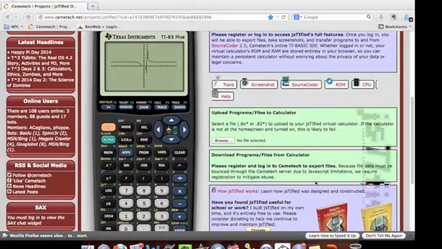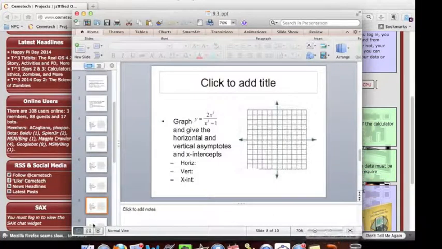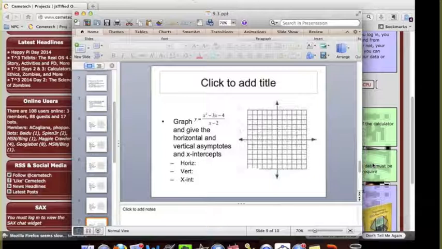One more. On this one, the power of the top wins. When the power of the top wins, there's no horizontal. Verticals, we set the bottom equal to 0. X-intercepts, we set the top equal to 0.